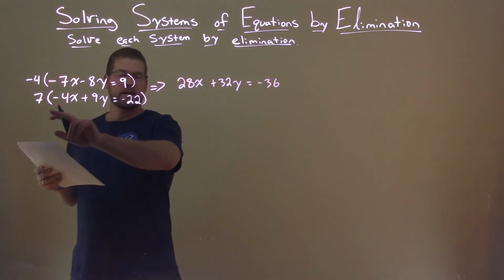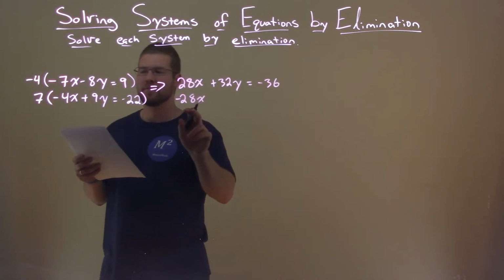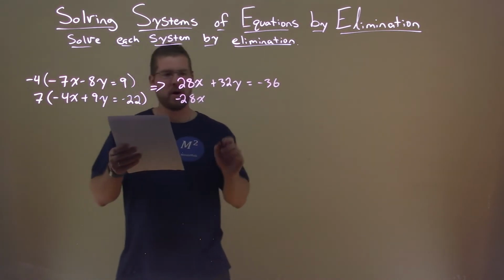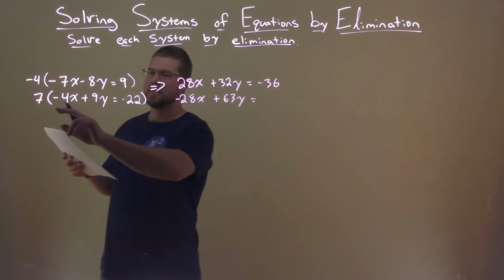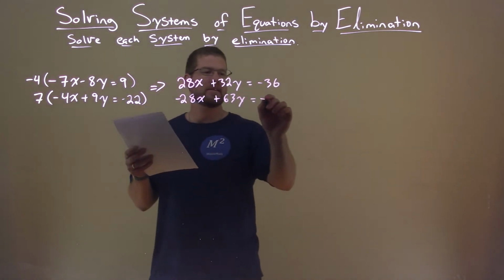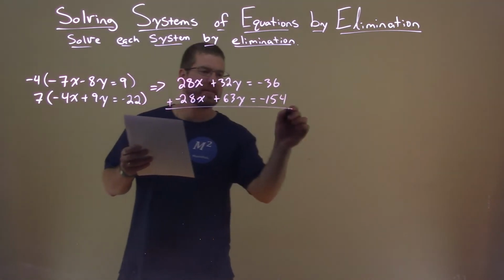Keep going. Second equation. 7 times a negative 4x is a negative 28x. Looking good. 7 times a 9y is a 63y. And 7 times a negative 22 is a negative 154. We add the two equations together.